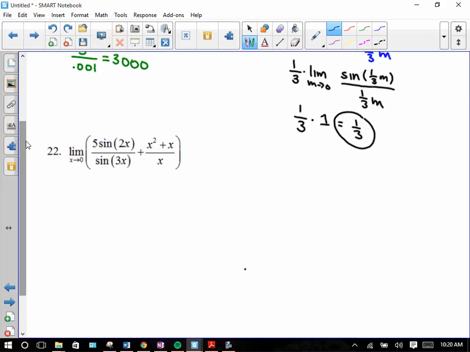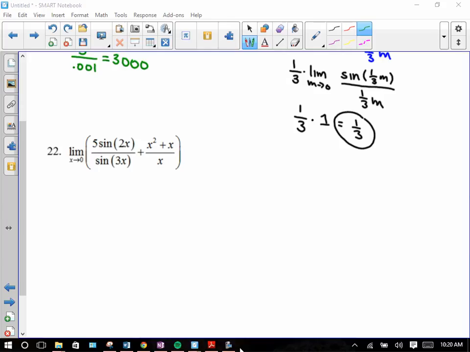Number 22. Looks hard. However, not that hard. Okay? It just takes a lot of thinking. So first things first, this piece over here, I'm going to deal with last, because that's easy.